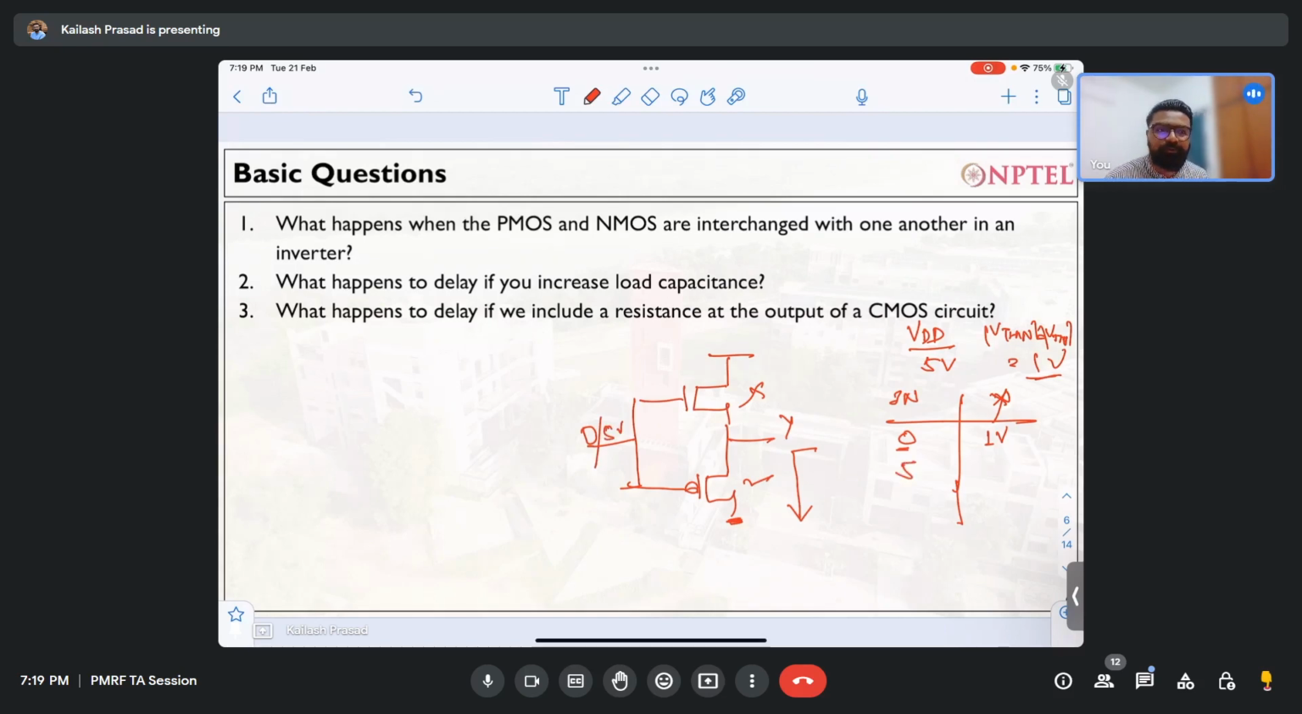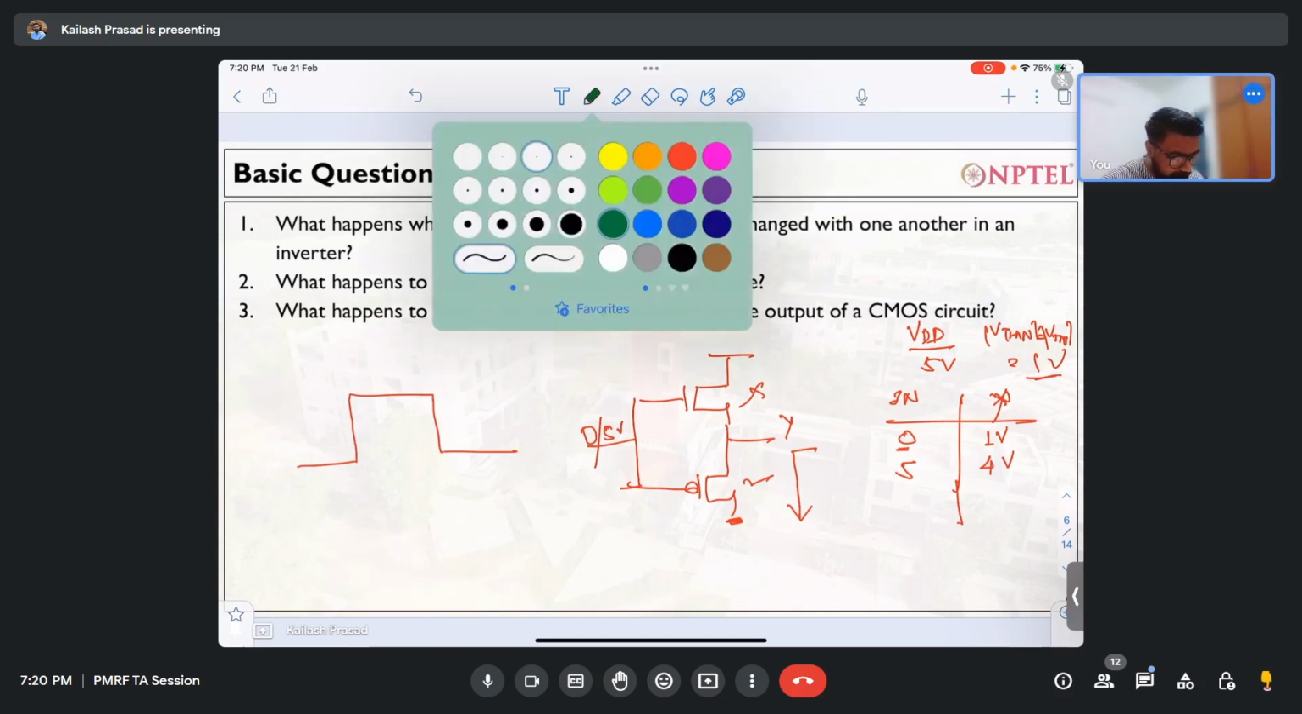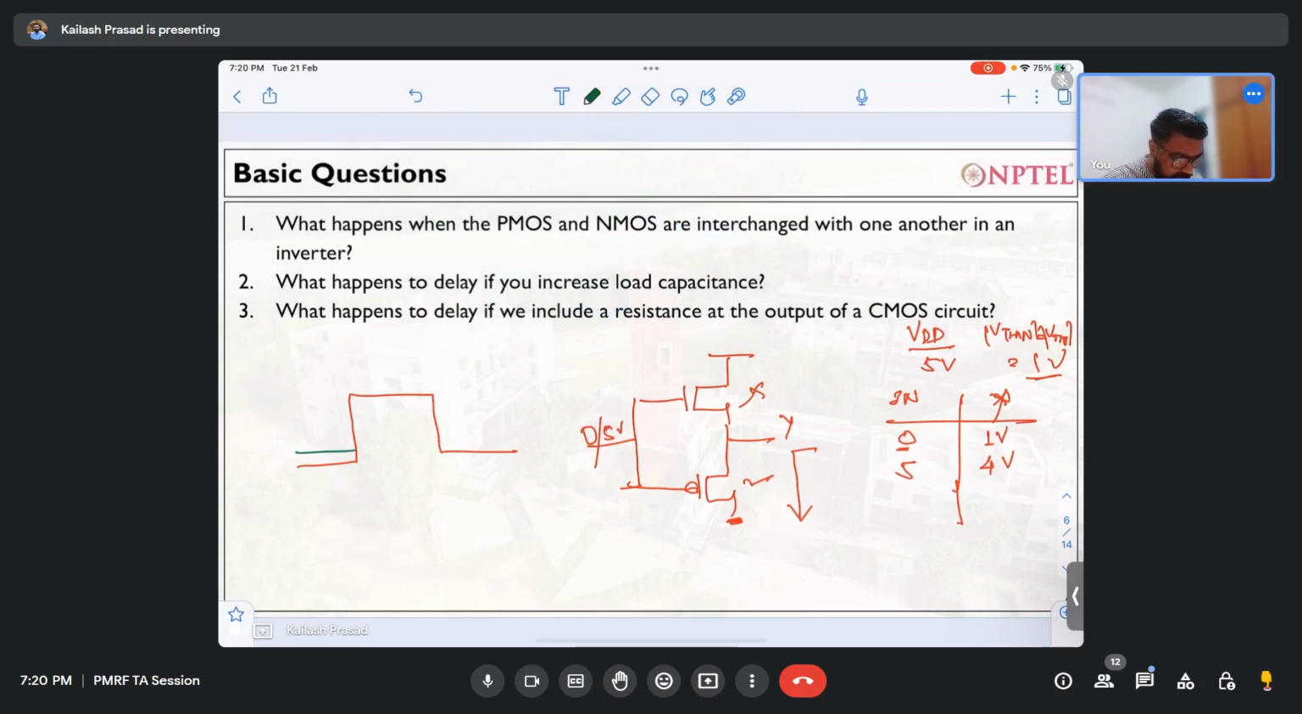what will be the output? This is 4. Okay. So the thing is, whatever input you are providing, it is going to output. It is acting as a buffer, but your output swing has reduced. It means that if this is your input, now whatever output you will have, the output will be like this. So it won't be a good buffer.